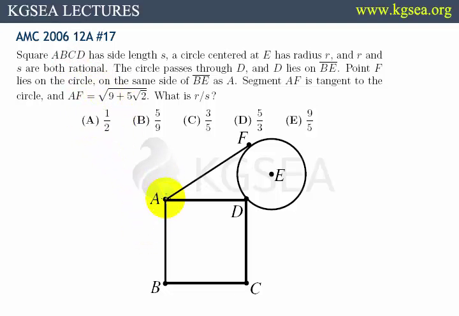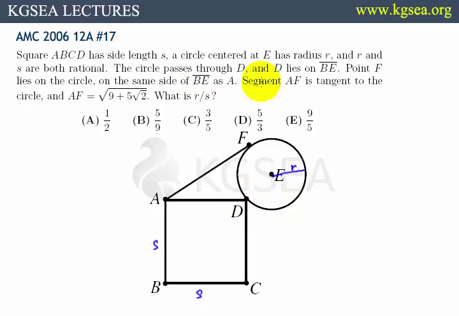Square ABCD has side length S. And circle centered at E has radius R. So from here to here is R. R and S are both rational. The circle passes through D.